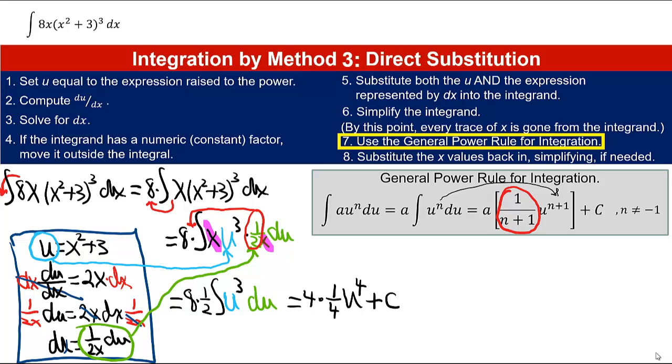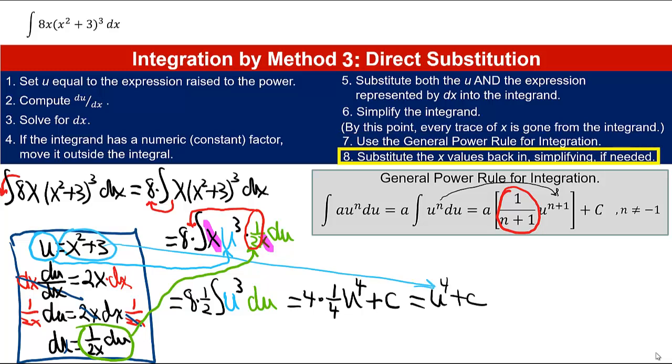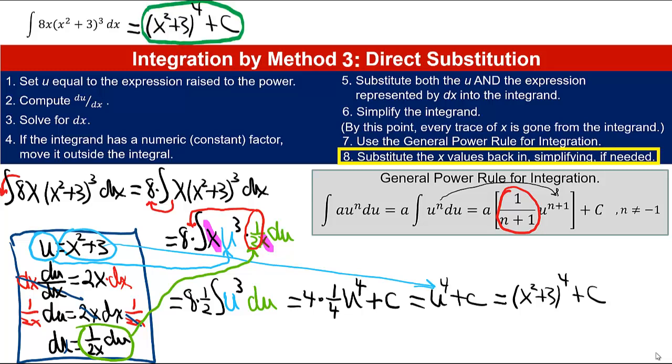And also you always have to add a plus c on an indefinite integral. So doing both of those things, 4 times 1/4 being 1, and adding your plus c, you end up with u to the 4th plus c. Final step, step 8, substitute the x values back in, simplifying if needed. So the u goes out, because we put the u in ourselves. It was not in the original problem. Now, after we're done with our integration, we take the u back out and put back in the x squared plus 3, and we're done.